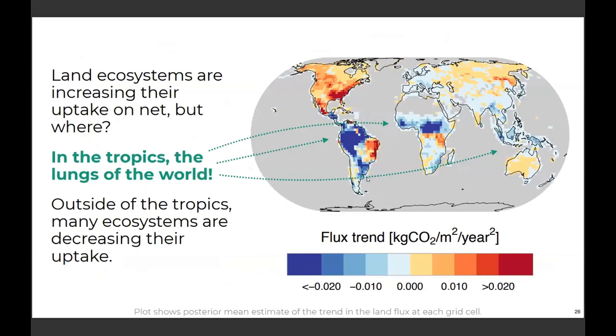And then in our model, we can ask the question, so where we know that land ecosystems are increasing their uptake on net, but you can ask which ecosystems are doing it. And it pops out in our model that it looks like it's in the tropics. The tropics are absorbing more CO2 over time. It's not just that they absorb CO2 full stop, but they're absorbing more over time, which is good to know, because we should probably look after the tropics then. But outside of the tropics, sometimes we see some red, which means there's actually more emission happening.